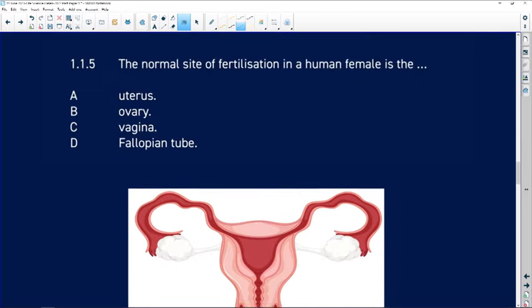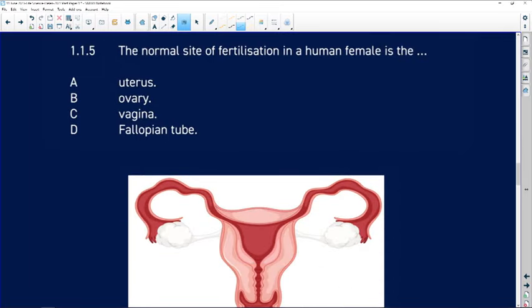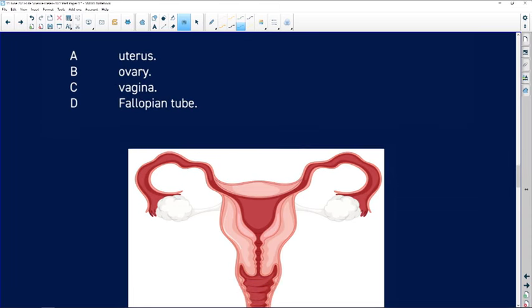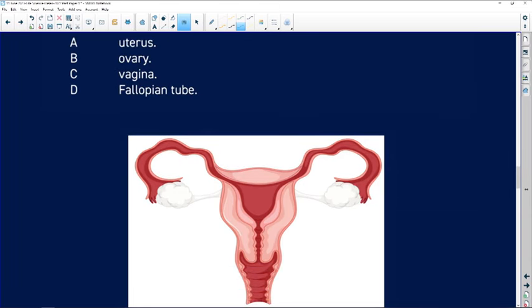Now we're going to look at 1.1.5. The normal site of fertilization in a human female is, so let's look at our diagram as well. Is it A, the uterus? Is it B, the ovary? Is it C, the vagina? Or is it D, the fallopian tube, which is also known, remember, as the oviduct? You can always use these terms interchangeably.